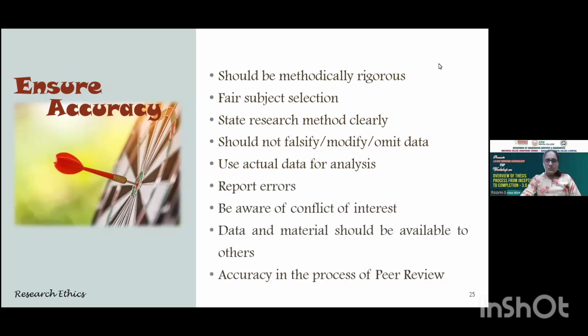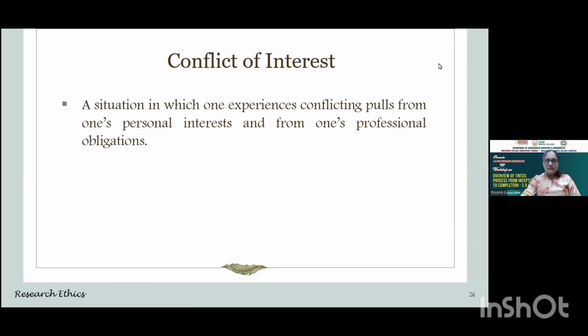You should always report any errors that are encountered. You should always be aware of the conflict of interest. Data and materials should be available to others. Accuracy in the process of peer review. So when we say conflict of interest, what do we mean by that?